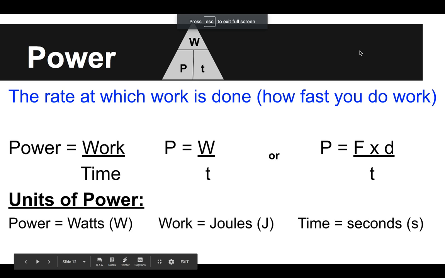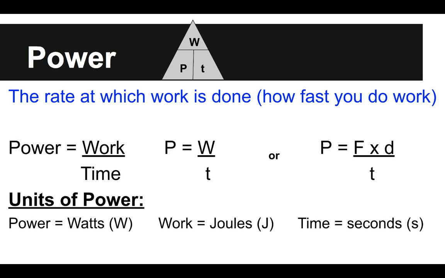Okay, we are going to pick up here by talking about power. So remember, you guys, work is the force applied over a certain distance. Power is the rate at which work is done. So anytime you're talking about a rate, you're talking about how fast you do the work. So you're comparing the amount of work that's done to the time that it takes.